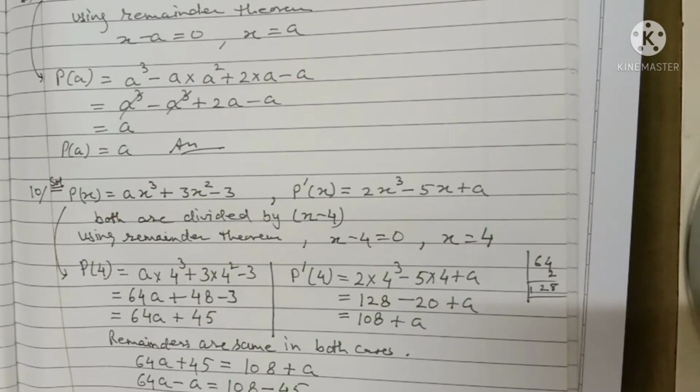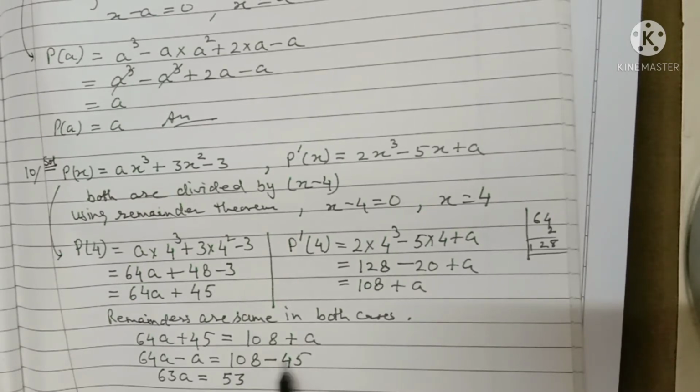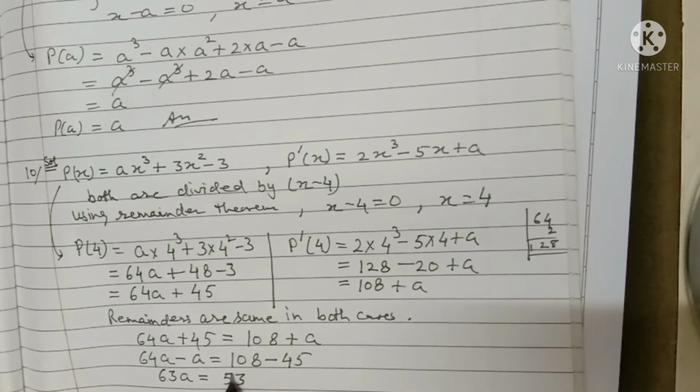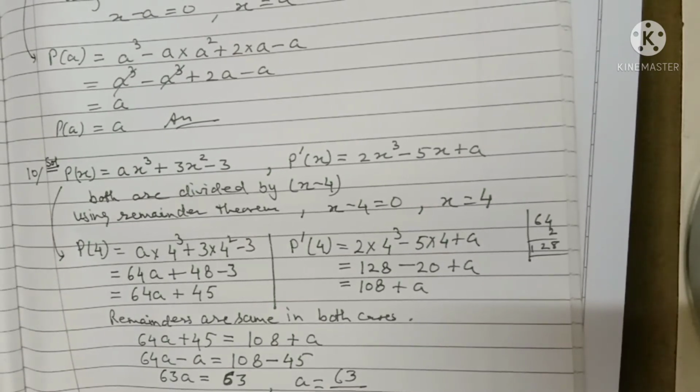So a will be 63 upon 63. Correct it. So you will get a is equal to 63 upon 63. A is equal to 1.